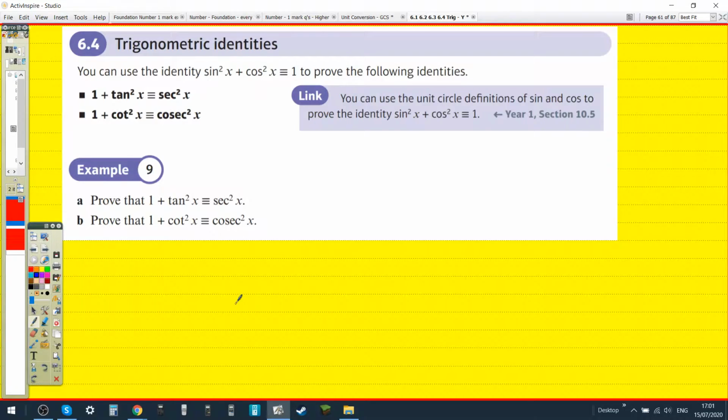I don't know. I thought that it was just a fact. You may have to prove them as an exam question. Nothing's just a fact. One thing that you can assume, unless they say otherwise, is that sine squared x plus cos squared x is identical to 1. How can you use that to prove these facts?